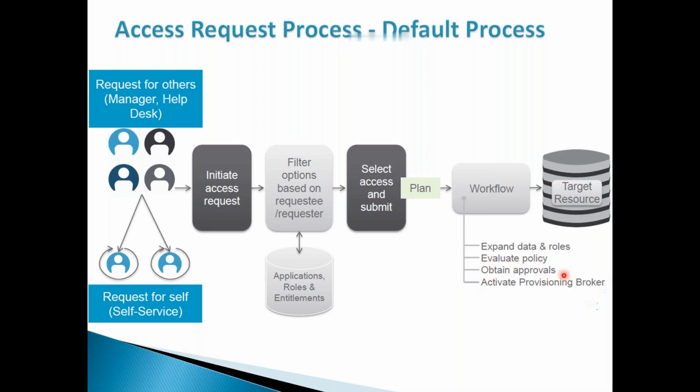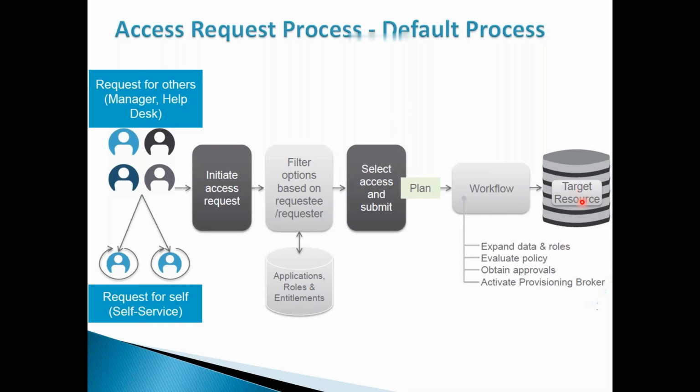Then it opts in the approvals. Definitely you have seen how the approval will go. And then the provisioning broker, which will go and provision the data inside the target resource, as well as in SailPoint under the identity warehouse. So this is the end-to-end process for access request, how exactly the request will work and what is automated. This is automated. Directly it will go and provision the data in the target application.